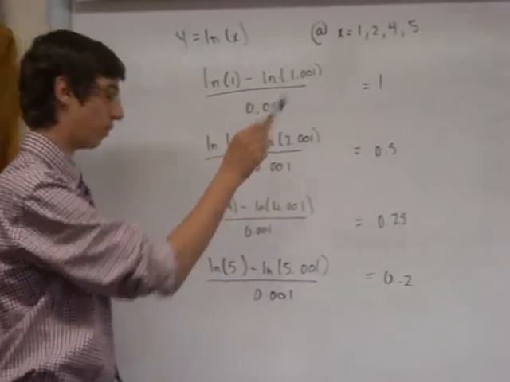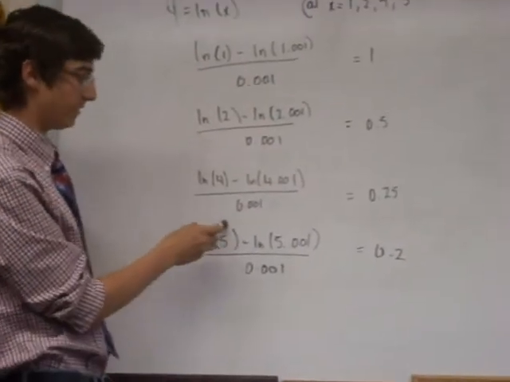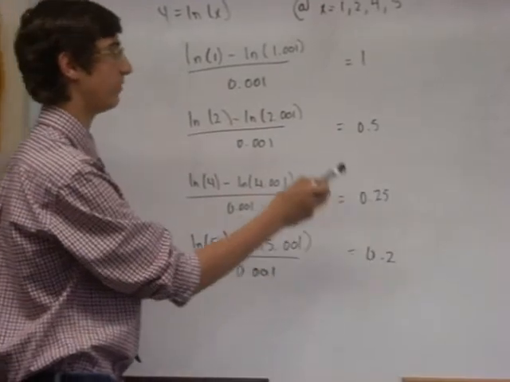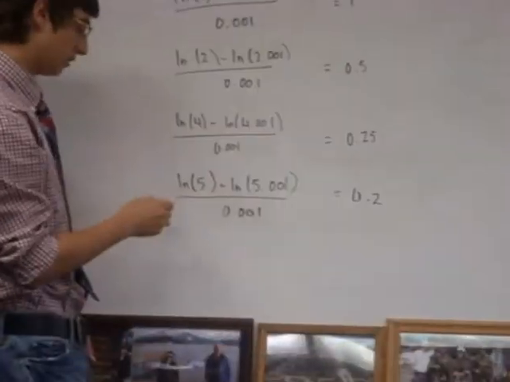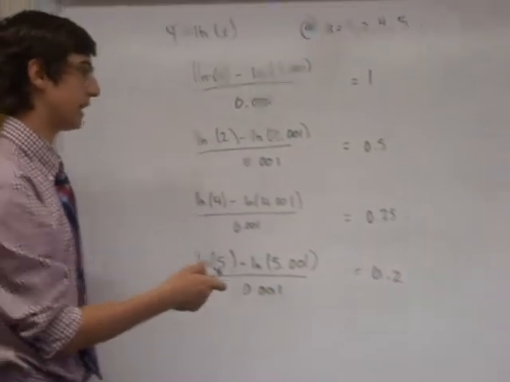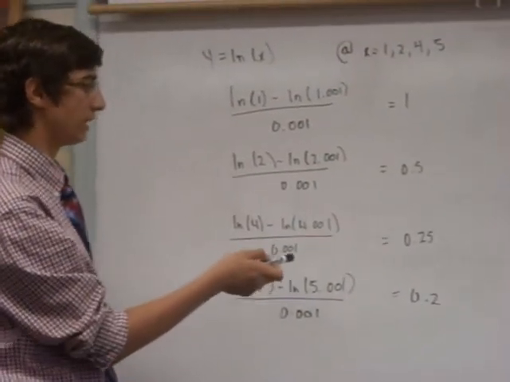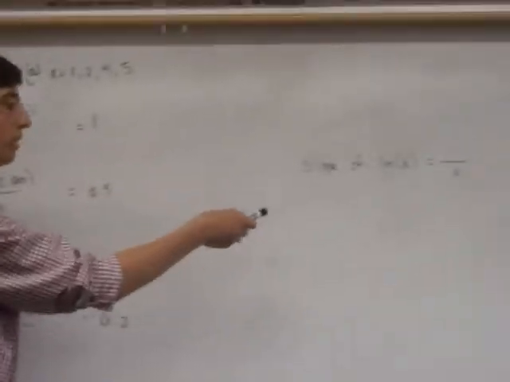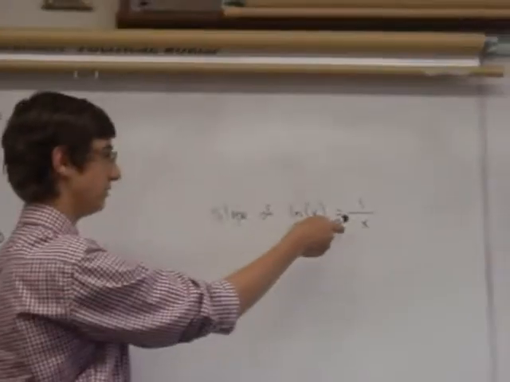So if we do this again with 4, we can plug it in, divide again, and get 0.25. And finally with x equals 5, we plug it in, divide, and get 0.2. So what we see here is actually a recurring pattern in our answers, and we see that the slope of log natural of x is actually 1 divided by x.